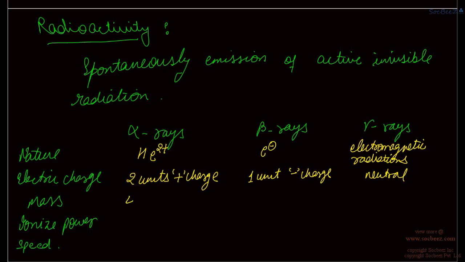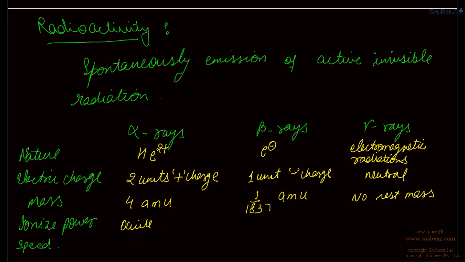The mass of alpha rays is 4 AMU, as the mass of a helium nucleus is 4 AMU. The mass of beta rays is the same as the mass of an electron, which is 1/1837 AMU. As we know, the mass of one electron is around 1/2000 AMU, or to be exact, 1/1837 AMU. And gamma rays have no rest mass.